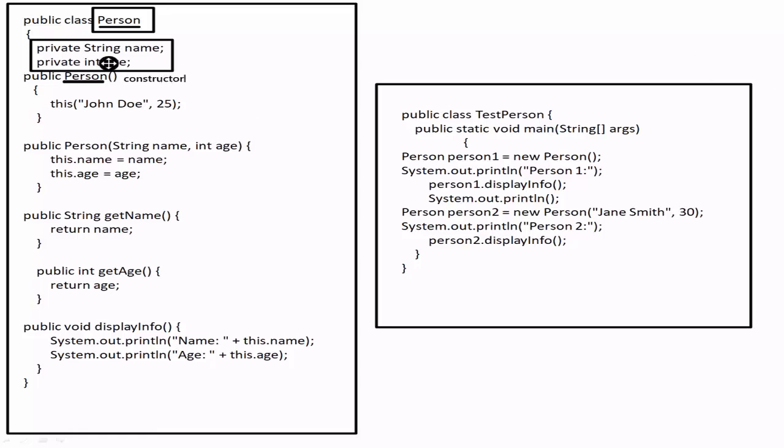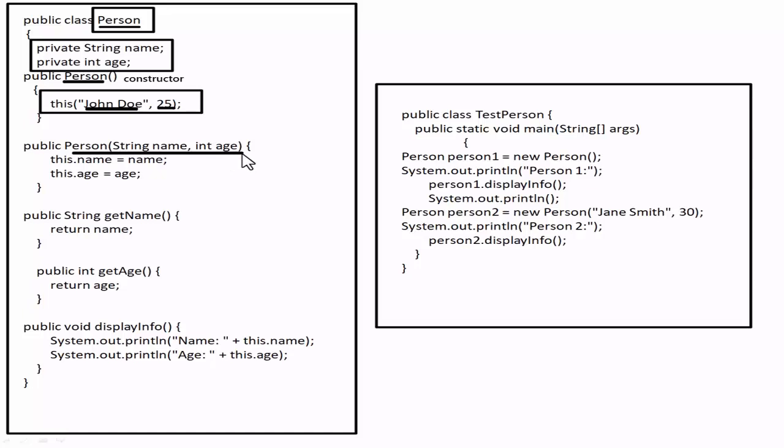Now what you are doing here, by using this, you are passing two arguments, name and age. The name is John Doe, age is 25. So where are you passing them? The first constructor which you have declared doesn't have any arguments. The second constructor which you have defined has two arguments.